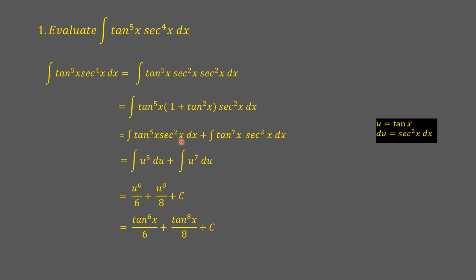Then secant squared x dx will just be du. So the first term is just the integral of u to the fifth du, and the second term will be the integral of u to the seventh du. And evaluating the integrals, we will have u to the sixth divided by 6 plus u to the 8th divided by 8 plus c. When u is replaced with tangent of x, the integral is given by tangent to the 6th of x over 6 plus tangent to the 8th of x over 8 plus c.